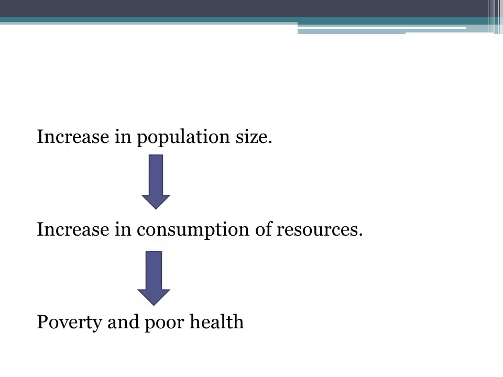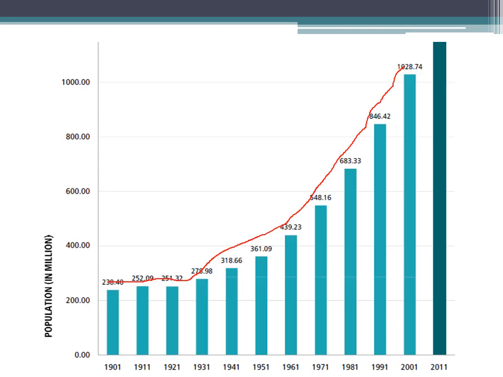Now, what are the effects of this increase in the population size? When the population increases, there's an obvious increase in the consumption of resources, and this ultimately leads to poverty and poor health. So we can see the graph that till 1921 the population of India was almost stationary, and after that we see a sharp increase in the size of the population. And this year of transition, that is 1921, is called as the line of big divide.